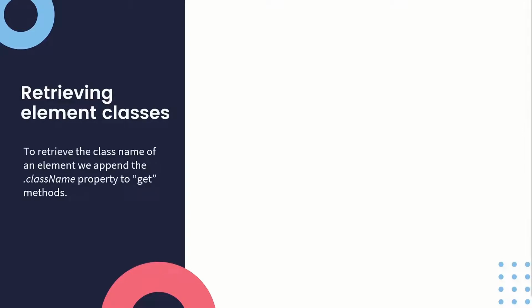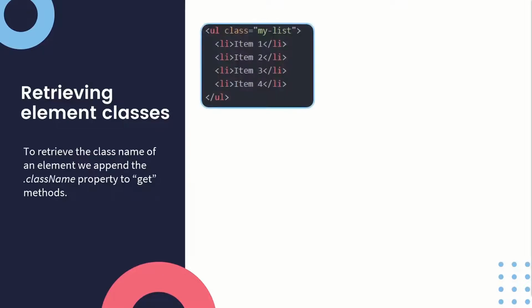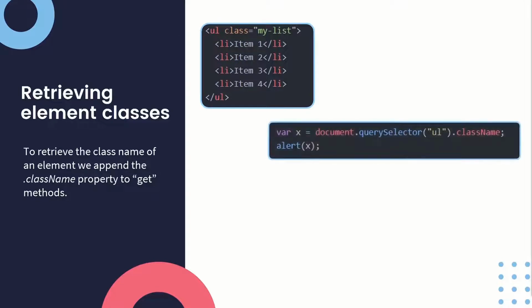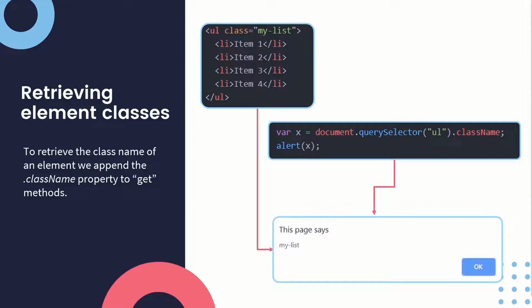To retrieve the class, the principle again remains the same. The only difference is that the property we append to the get method is the .className property. Here we've got pretty much the exact same code with a class of myList. We then use our JavaScript by setting a variable x, document.querySelector on that unordered list, and then we call the class name, the .className property. If we alert this to the screen, essentially we get myList.